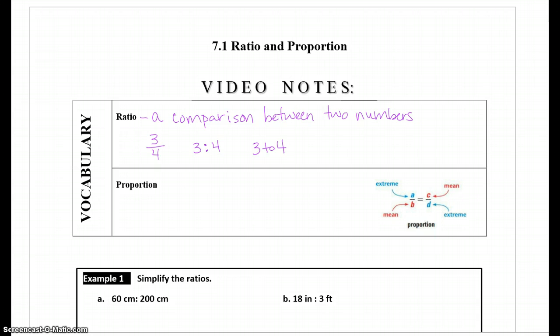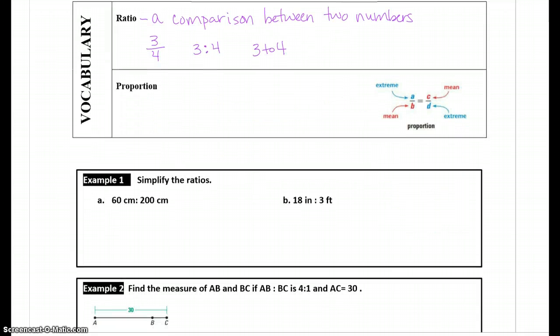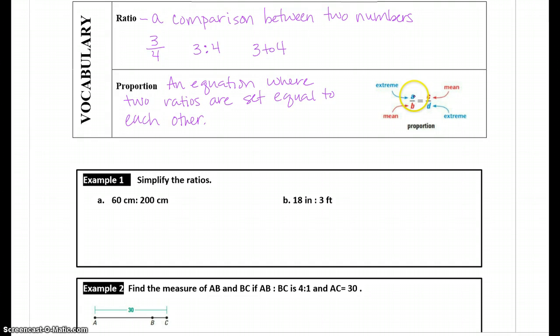The next thing we want to define is a proportion. Basically a proportion is just an equation made up of two ratios set equal to each other. So over to the side you can see an example: A over B equals C over D. So we have a ratio and a ratio set equal to each other. That is what makes it a proportion. And then we have means and extremes, and we'll get to that a little bit later. Those are just kind of the corners there. But another example of a proportion would be something like x over 7 equals 5 over 12.